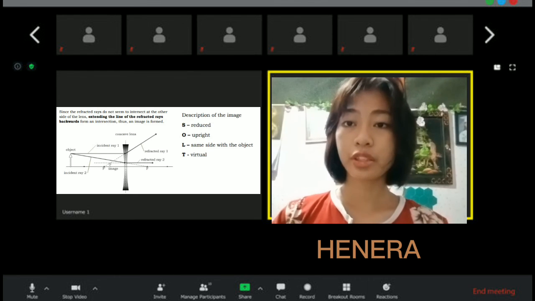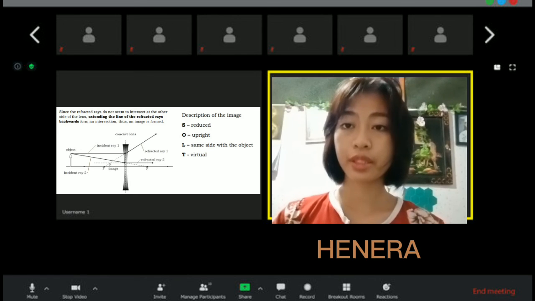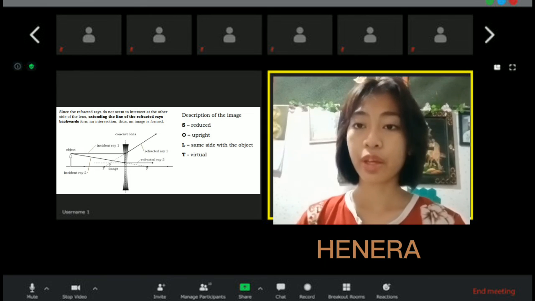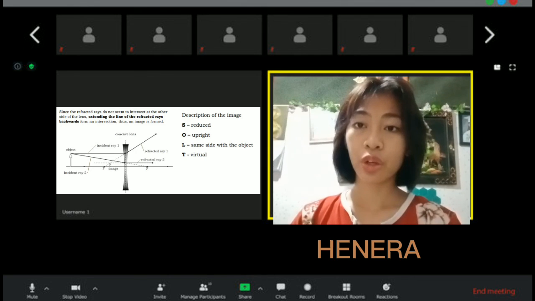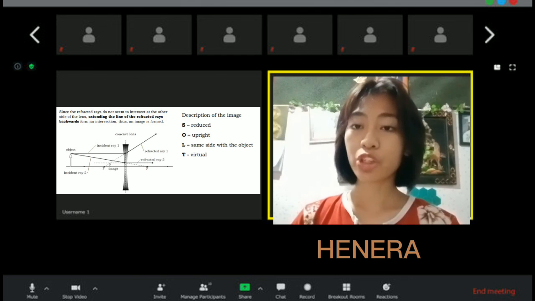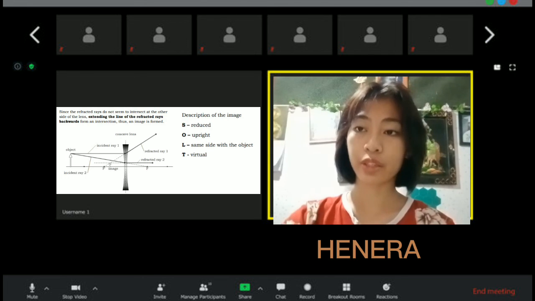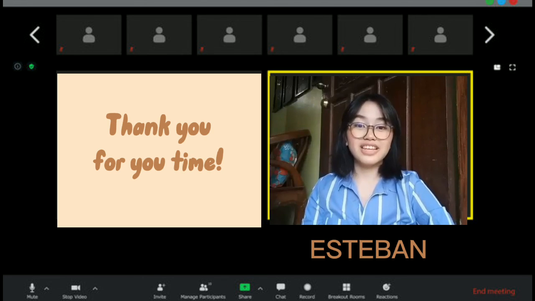Location. It describes where the image is formed. It can be described as on the same side of the object or on the opposite side of the object. Type. It describes the type of the image formed. It can be real if the image is formed by the actual refracted ray and located on the opposite side of the object, or virtual if it's formed by the extended refracted ray and on the same side of the object. And that is for our discussion today.